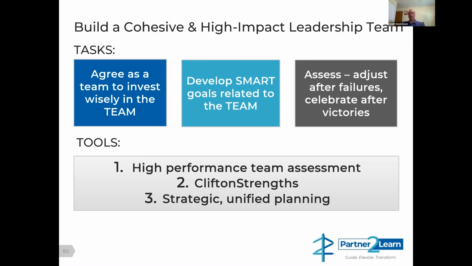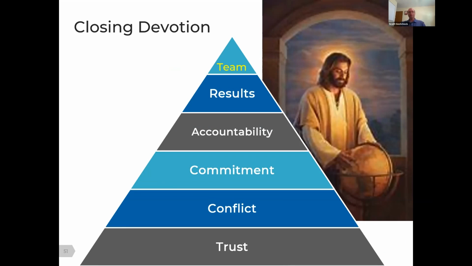So again, build that. Invest in your team. Develop a smart team. Assess and adjust. There are other tools out there that we can provide. High performance team assessment. Clifton Strengths is a great resource. Strategic unified planning, and I'll show some more in a minute. But I want to wrap this up biblically.